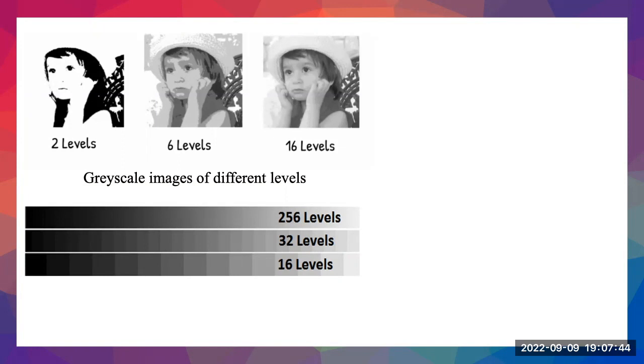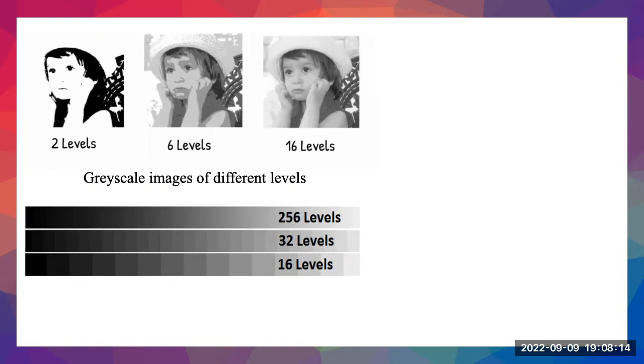So basically, if you see the 2 levels, it's 0 and 1. The 16 levels one is 2 raised to 4. So 16 levels is 2 raised to 4. Basically, the more gradient, the more ranges that you add in, the better and the more detailed a picture would look. Okay. So now, how do you think a colored image works?